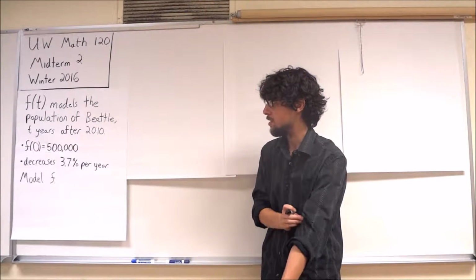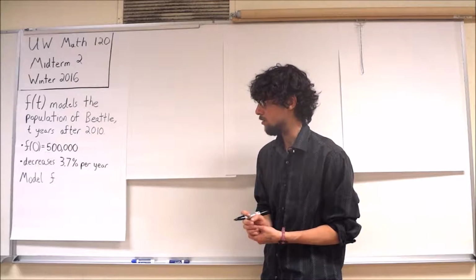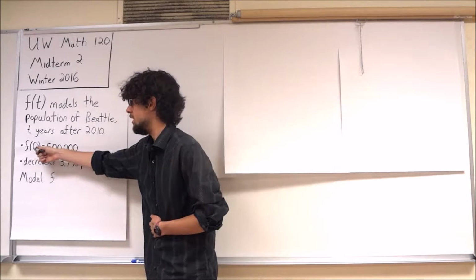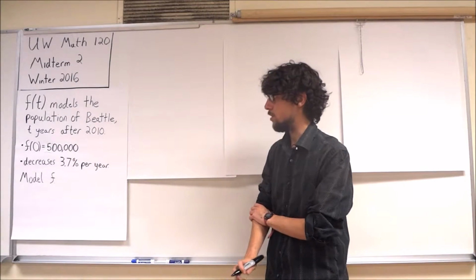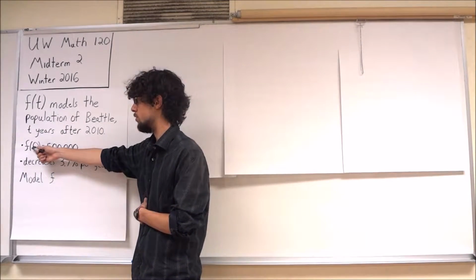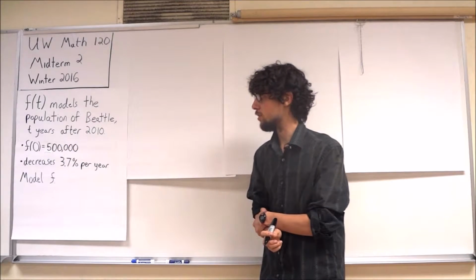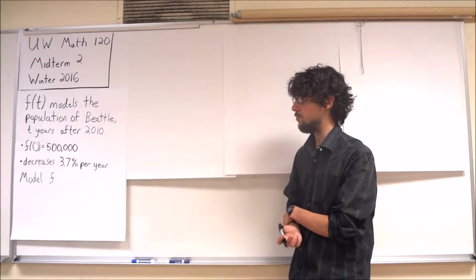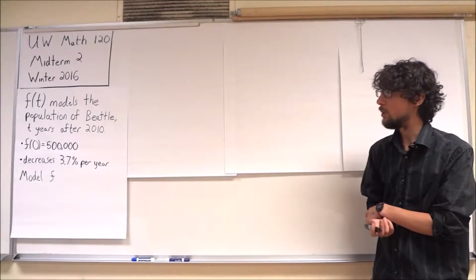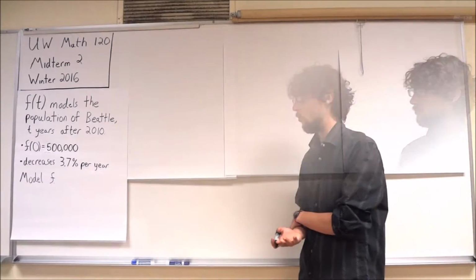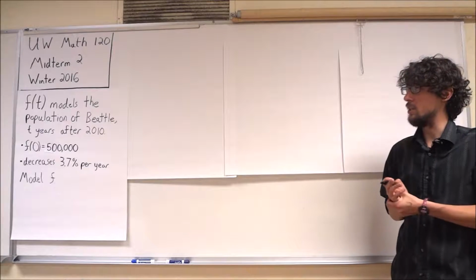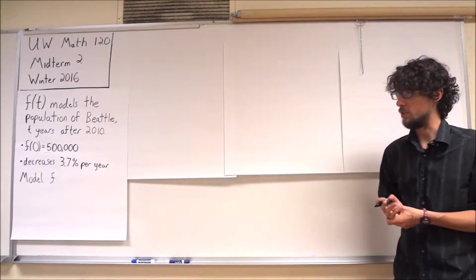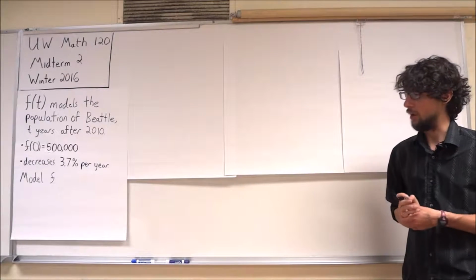So the problem tells us that in 2010, the population was 500,000. We've interpreted this as f of 0 is 500,000. In other words, 0 years after 2010, the population is 500,000. And the population decreases 3.7% per year. And we're asked to write a model for f. Go ahead and pause the video now and see whether you can write a function that will model the population of Seattle given the data we have.